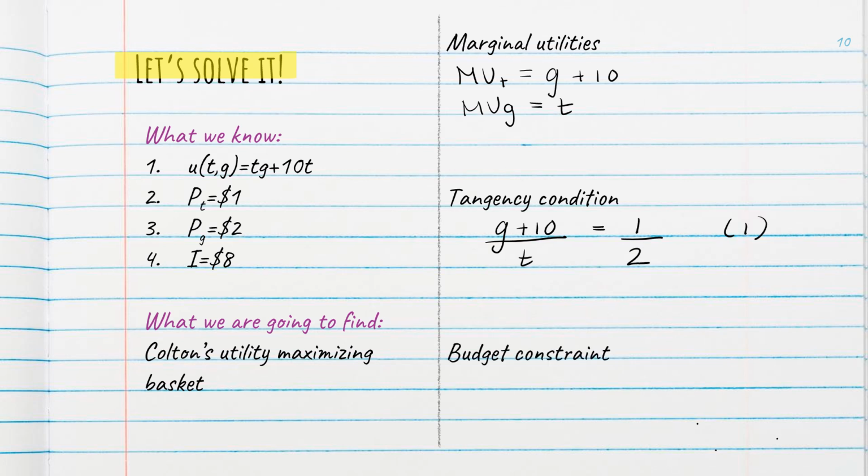We're going to take this and combine it with our budget constraint. The budget constraint here is the price of T times T plus the price of G times G is equal to the income of $8. I'll call this equation 2. So we have two equations and we have two unknowns.